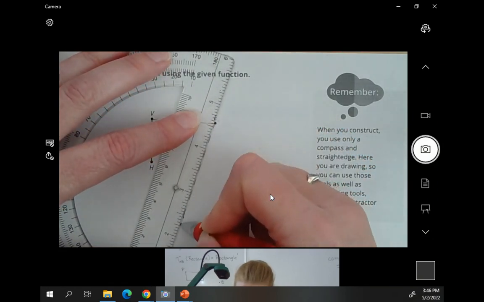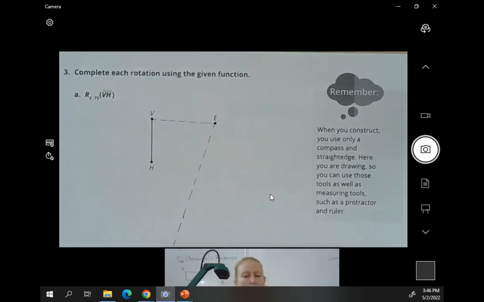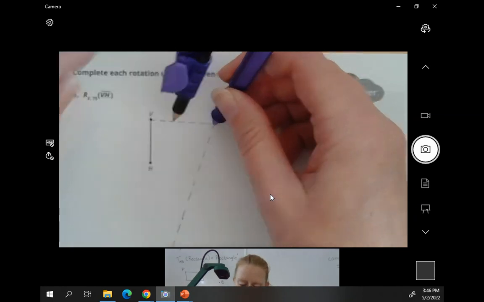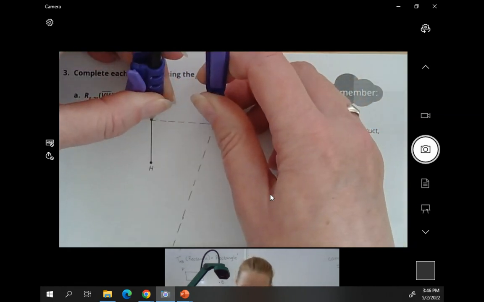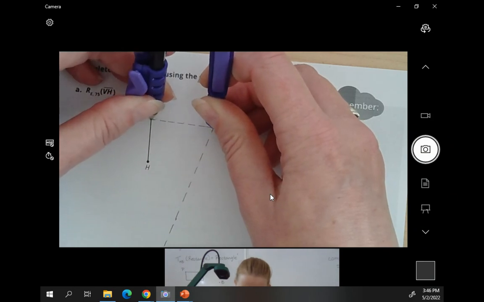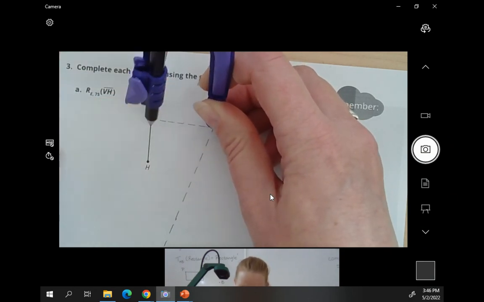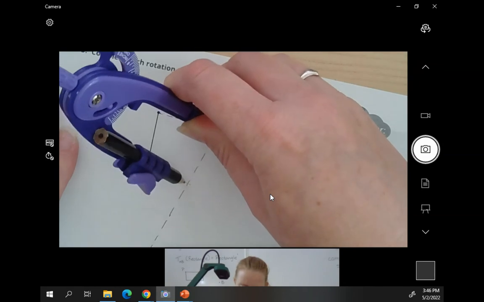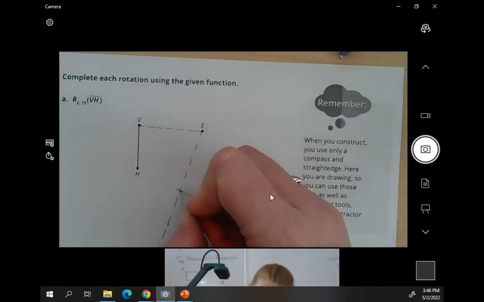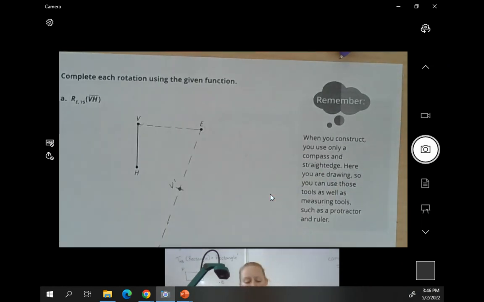And again, it's way too long. So I'm going to use my compass. Stabby guy on E, pencil side on V, and then I'll just kind of come around. So stabby on A and B. There we go. And I'll just come around and make a little mark here. I'm like, okay, there's my new and improved V prime.